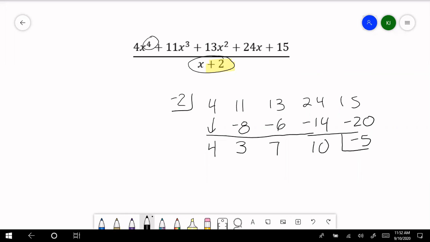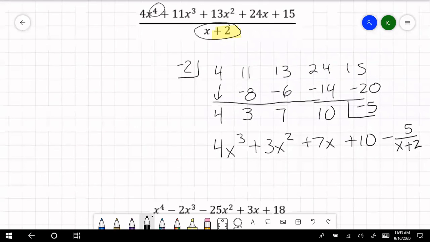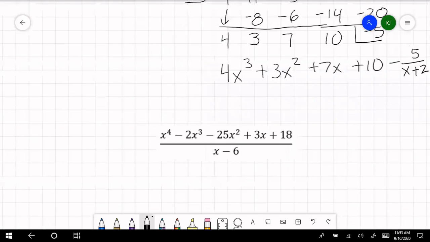This one was to the 4th power, so my answer is going to be 1 less. It'll be to the 3rd. 4x to the 3rd, 3x squared, 7x, 10, and then the remainder -5 over what you divided by. It takes a lot less time, a lot less. So here, see if you can do this one.